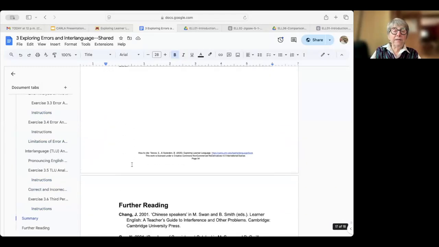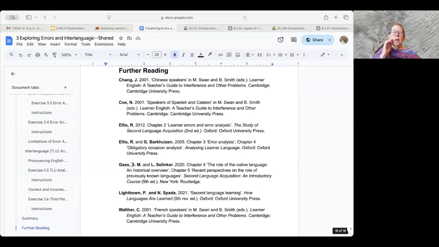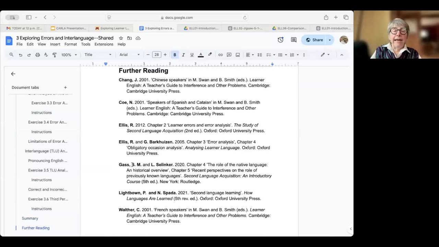Bonnie, as you can see, is scanning. There we go. So this is Rod Ellis, who has a chapter on error analysis, Ellis and Barkhuizen, Gass and Selinker. These are standard SLA texts and have been for a long time, and we can certainly update them as we find others. But as we were saying earlier, these books talk in general terms, in abstract terms.